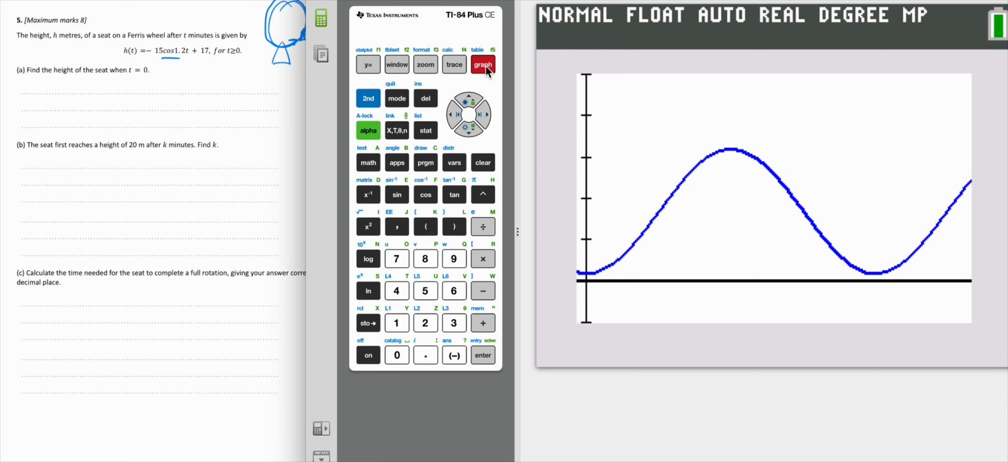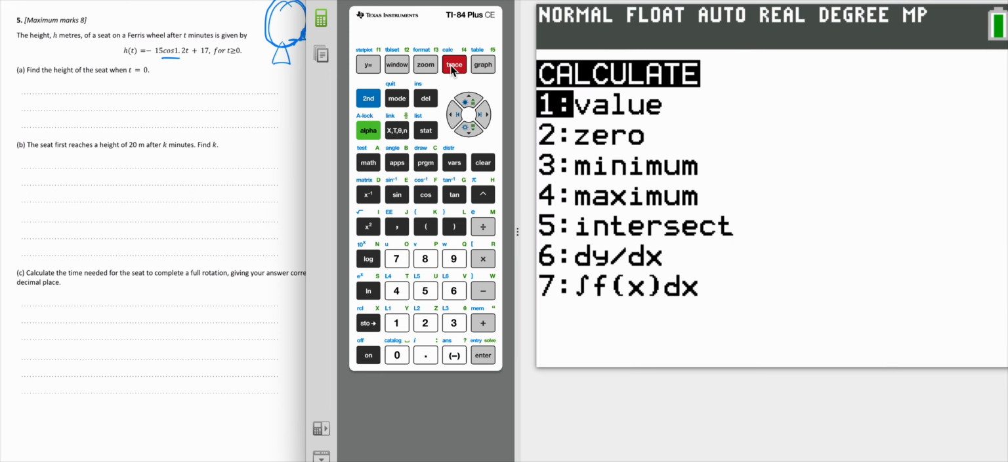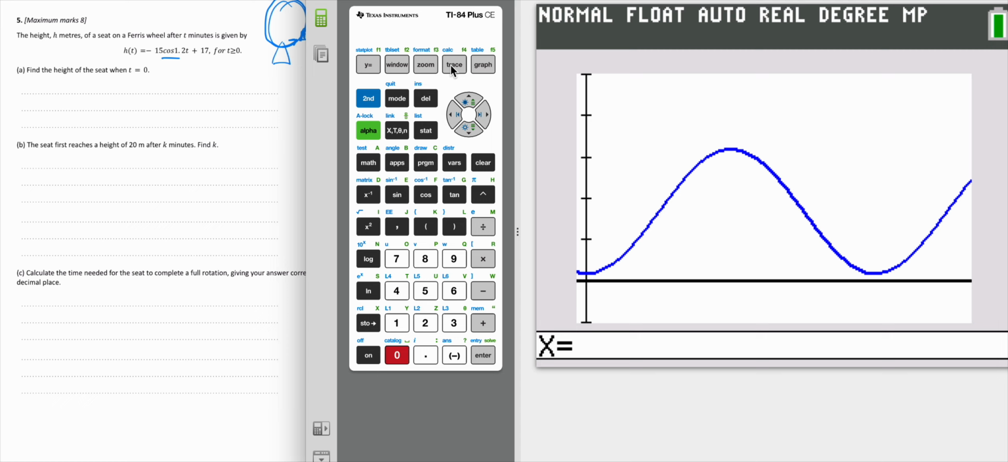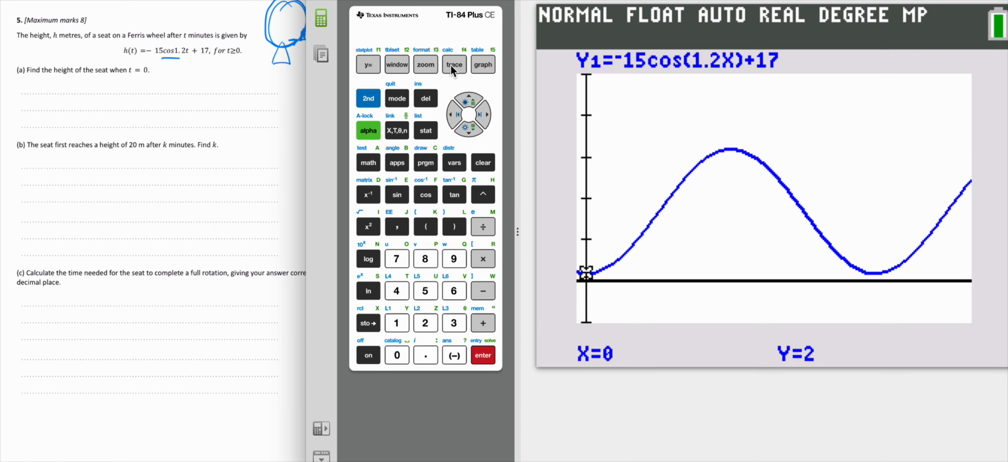So find the height of the seat when t equals 0. So when t equals 0, t is my x value. It's essentially asking me for my y-intercept. So second function trace value, I want to know when x or t is equal to 0. And we can see there it's 2. So when t equals 0, the height is equal to 2. So the height of the seat on the Ferris wheel is 2 meters at the point you get in, if you think about climbing up those stairs and then getting in.